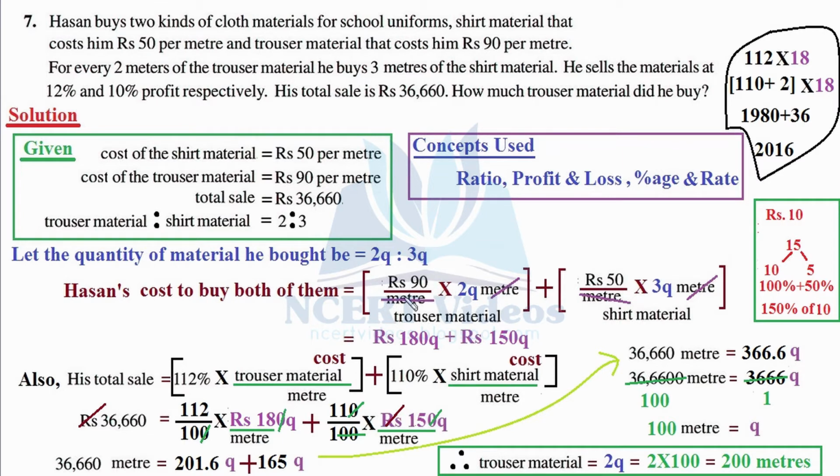Meter gets cancelled with meter. Similarly here, meter gets cancelled with meter. Nothing else can be cancelled. So we simply multiply. That is, 90 into 2Q gives you 180Q, and rupees is there. Similarly here, 3Q multiplied with 50, or 50 multiplied with 3Q, is 150Q, and rupees as it is. Well, that gives us the individual costing of both the items. Remember, do not perform extra steps. Always perform the needed steps. Now, you need not add them because that would not serve our purpose.